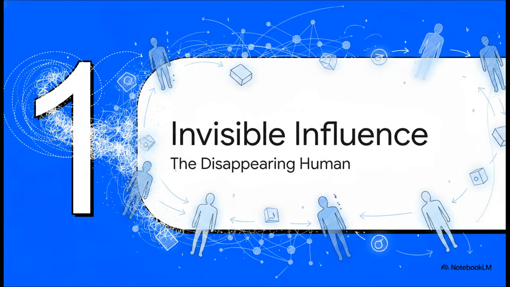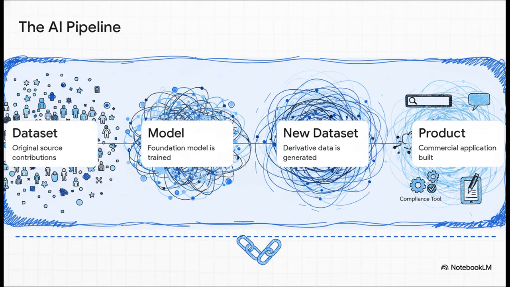Section 1. The Disappearing Human and Invisible Influence. Okay, let's dive right into this. To figure out how we fix this massive blind spot, we first have to understand the systemic problem of how data origins disappear in the first place. Let's look at how this builds across the modern AI pipeline.